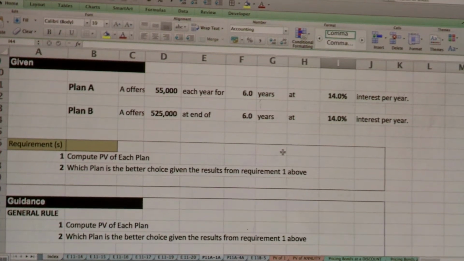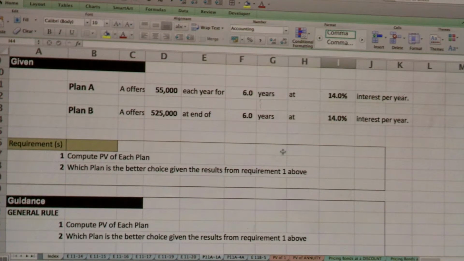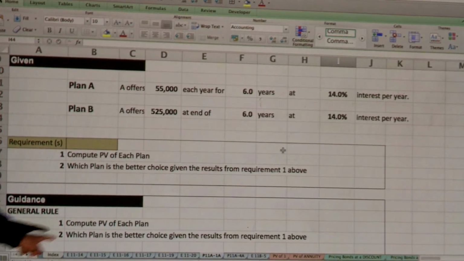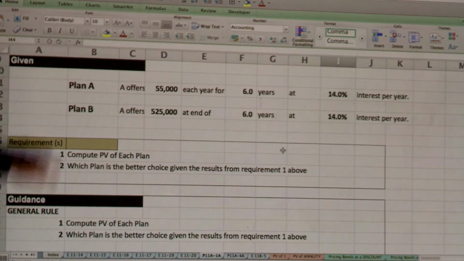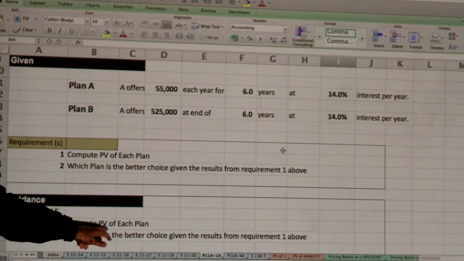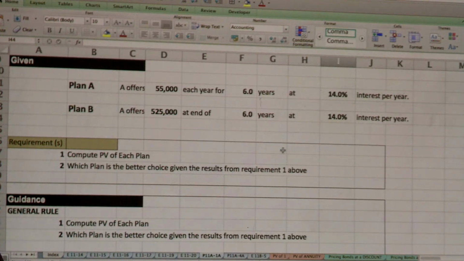In this problem, we are being asked to compute the present value of each of these two plans separately and figure out which one would be a better choice, purely from the result of the present value calculation, because as you can imagine, there are other factors you might want to consider, but at this point in this problem, it only is based on the PV calculation.